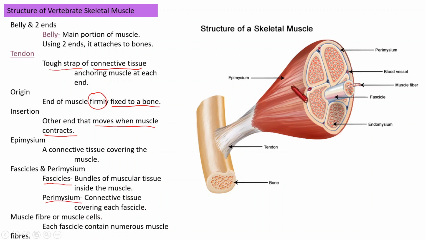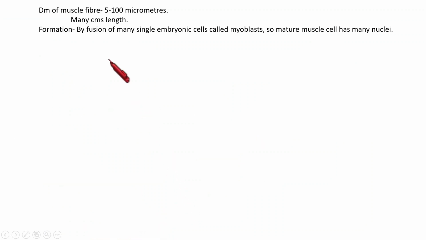Then I told you that the muscle is composed of muscle tissue. That means that it certainly will contain some cells inside. Then what's the name of those cells? They are called muscle cells or muscle fibers. So each muscle tissue or fascicle consists of numerous muscle fibers. The diameter of each muscle fiber ranges from 5 to 100 micrometers, and its length also varies, up to many centimeters in length.